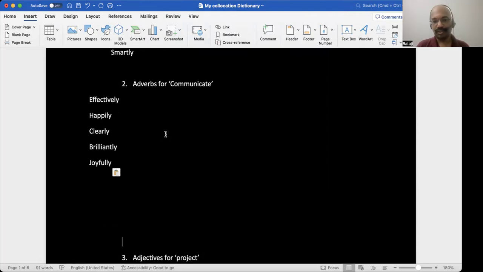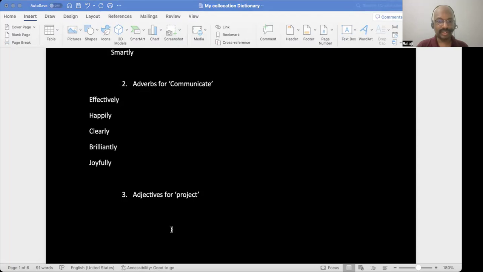Put it on the comment section. Or if you have any other adverbs, you can mention that also in the comment section, if you can think of any other adverbs for communicate. Now let's look at the adjectives for the word project. What kind of adjectives do you think would work for the word project?